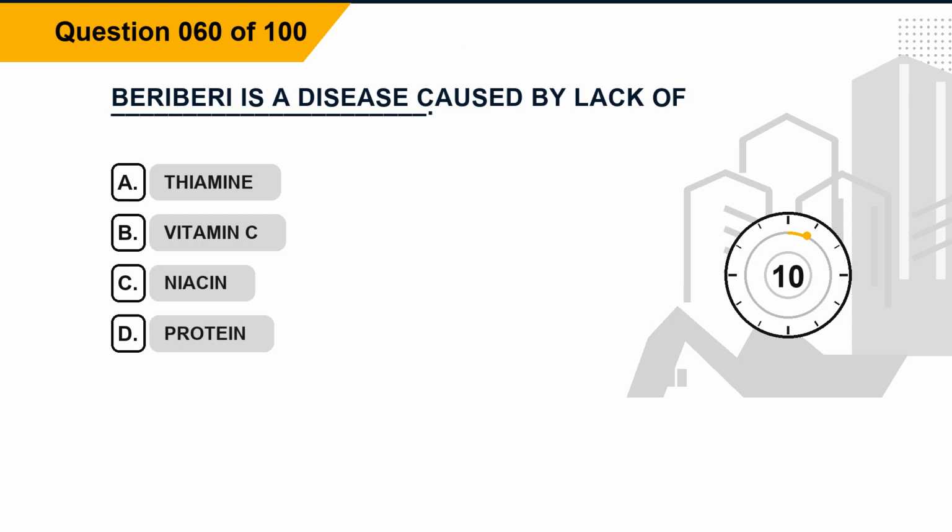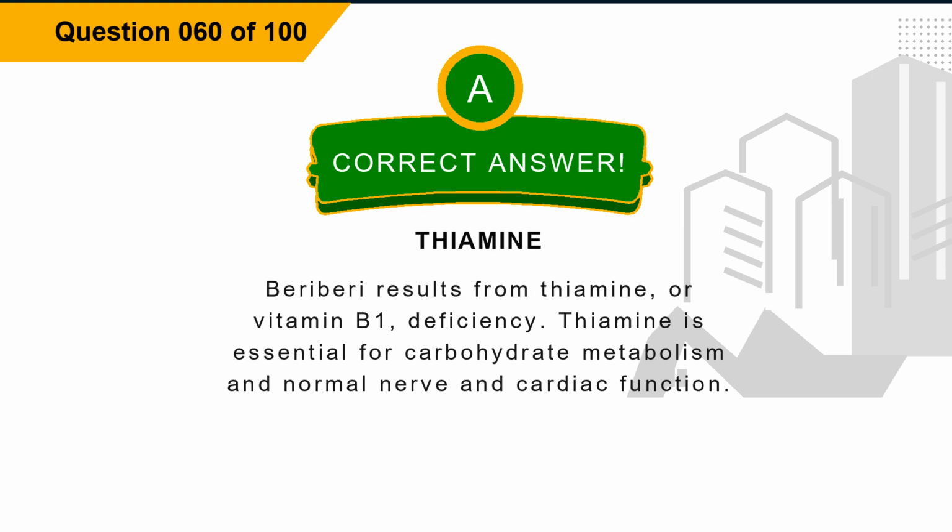Question 60. Beriberi is a disease caused by lack of blank. Option A, thiamine. Option B, vitamin C. Option C, niacin. Option D, protein. The correct answer is option A, thiamine. Explanation: beriberi results from thiamine, or vitamin B1, deficiency. Thiamine is essential for carbohydrate metabolism and normal nerve and cardiac function.